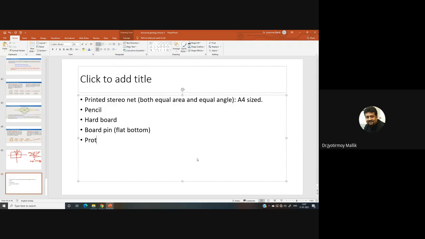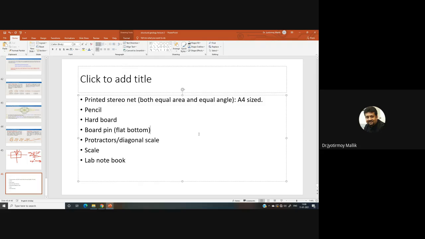Then you need to have protractors or a diagonal scale. Have I said protractors or diagonal scale? If you have a protractor, then you need another scale. If you have a diagonal scale, you don't need a separate scale. Okay, and a lab notebook. So these are the things you must bring with you.